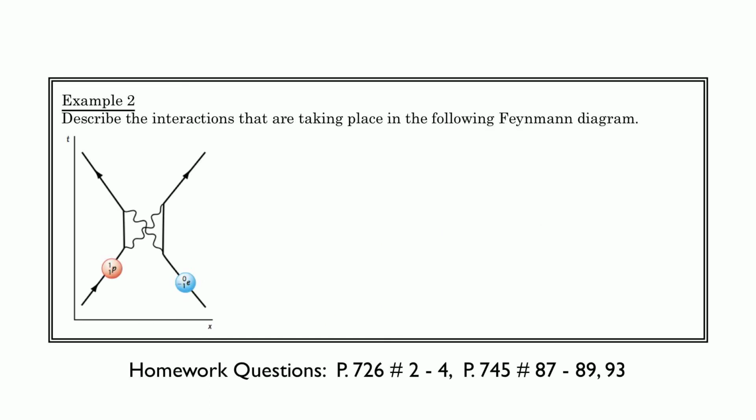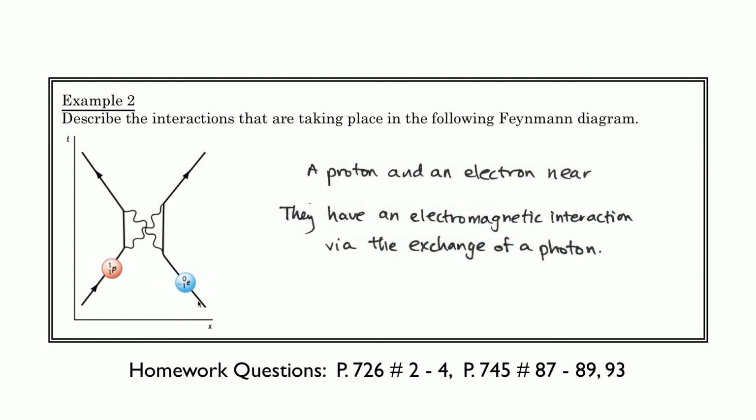Okay, so here's example 2. Let's describe what's happening in this Feynman diagram. So here, of course, I've got a proton and an electron, and they near each other, right? They have an electromagnetic interaction via the exchange of a photon, this wavy line. And then, of course, they recoil and go in their own separate directions.